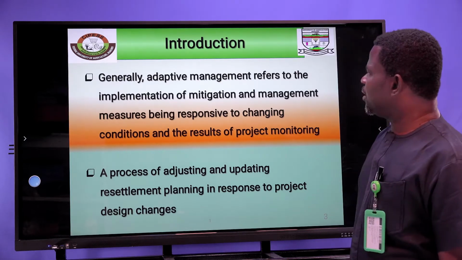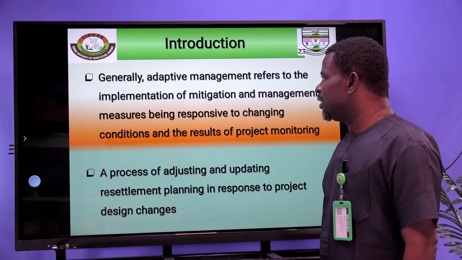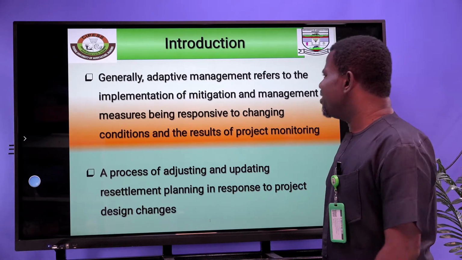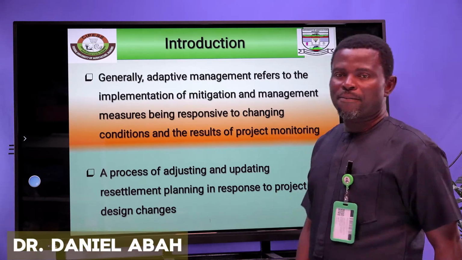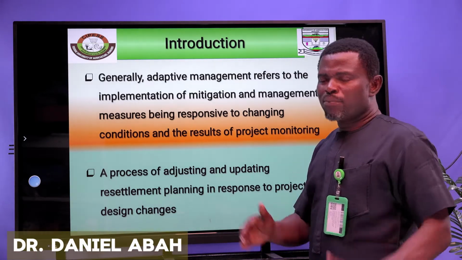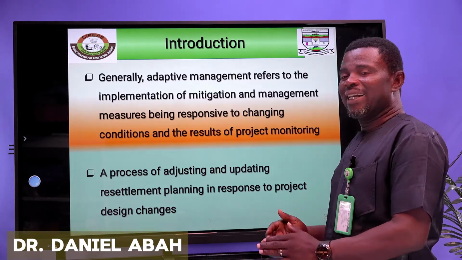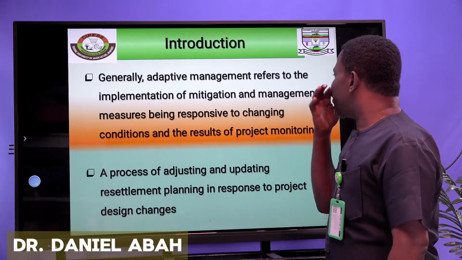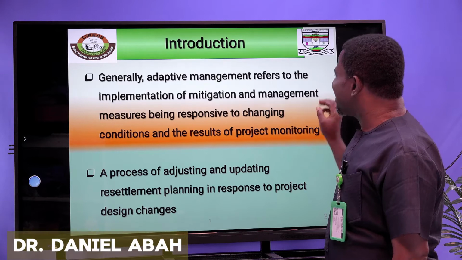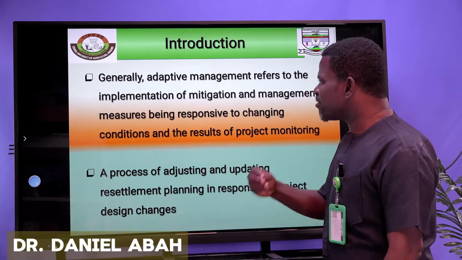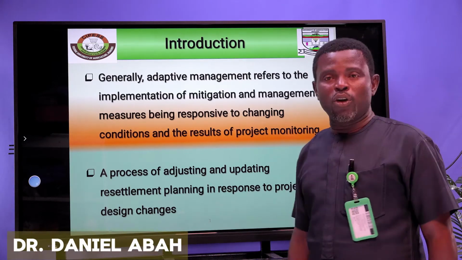Generally, adaptive management refers to the implementation of mitigation and management measures being responsive to changing conditions and the result of project monitoring. At every point projects are being monitored, the expectation is that there should be an adjustment and an adaptation. So adaptive management is the implementation of mitigation and management measures responsive to changing conditions and the result of project monitoring.